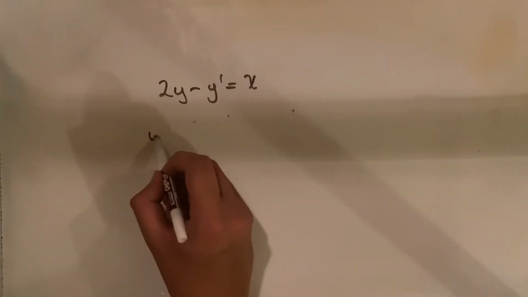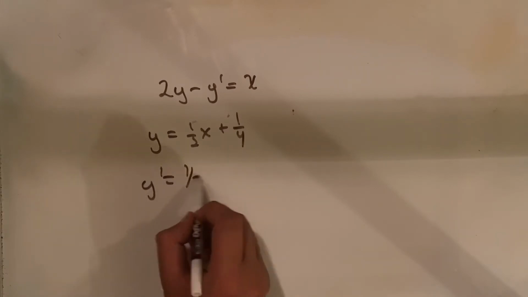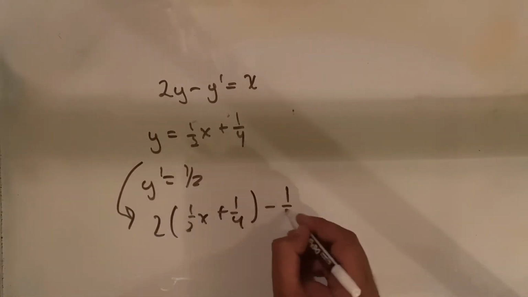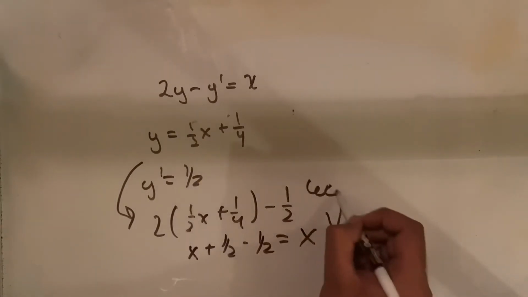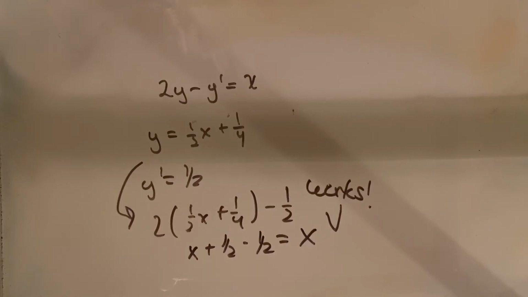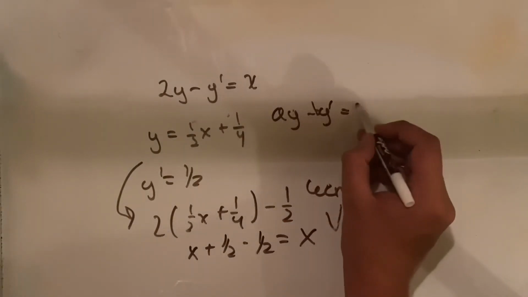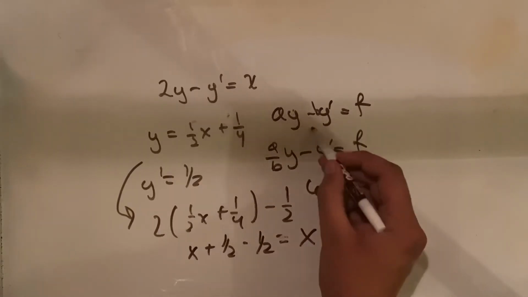How about we try an example? 2y minus y prime is equal to x. y is 1/2 x plus 1/4 by our formula, and y prime is 1/2. After plugging this into our original differential equation, we will see yes, this actually works. Another note is that this can be more generalized to ay minus by prime is equal to f, where we simply just divide by b as long as it's not 0 because these are constants.